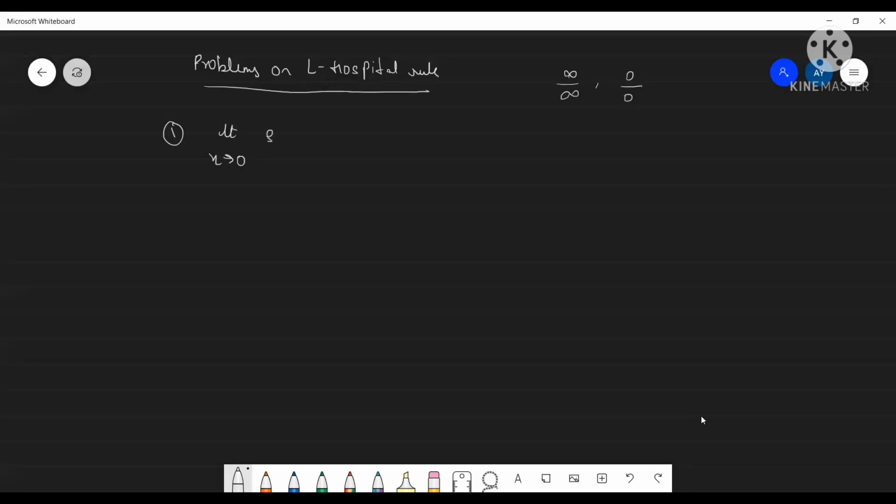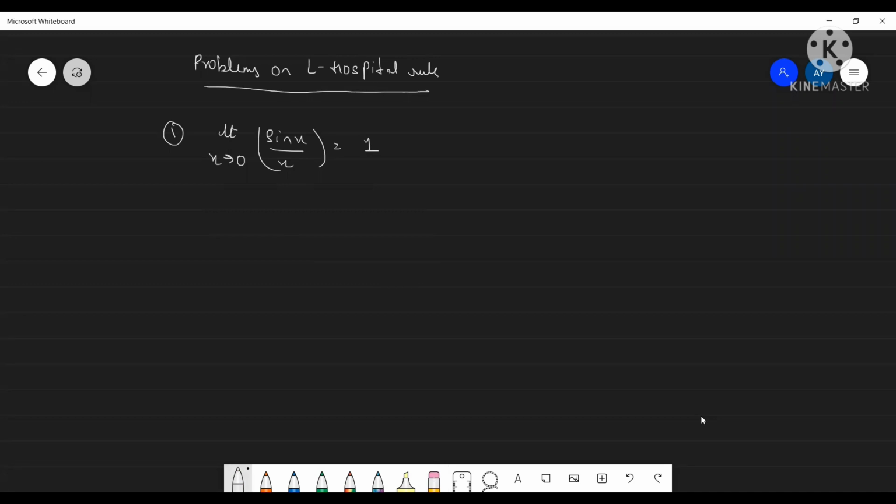Limit x tends to 0, sin x by x. They are asking us to prove it is 1. So, how will you prove this? If you apply the limit directly, what will be the answer? Sin 0 by 0. What is sin 0? 0. It is 0 by 0 form. So if it is 0 by 0 form, you got to differentiate.